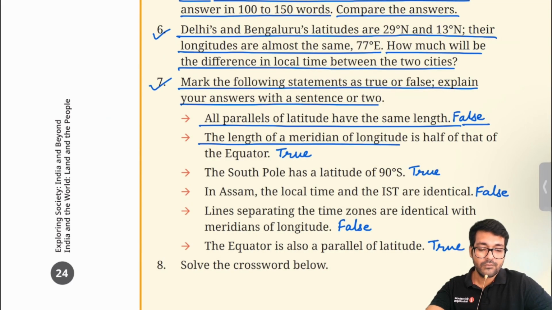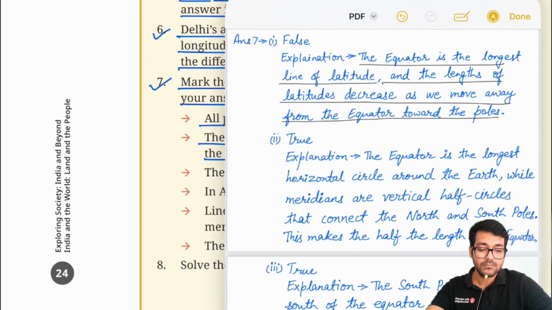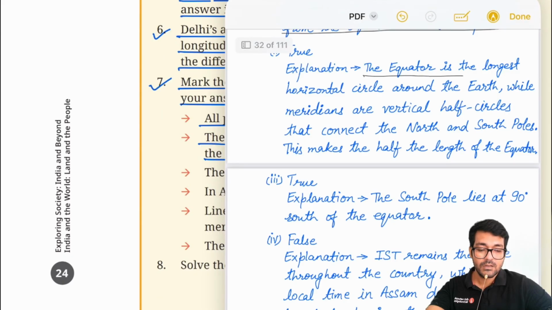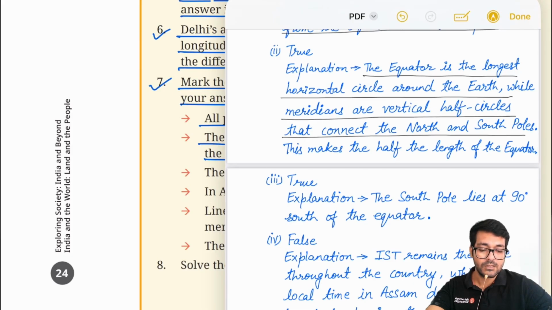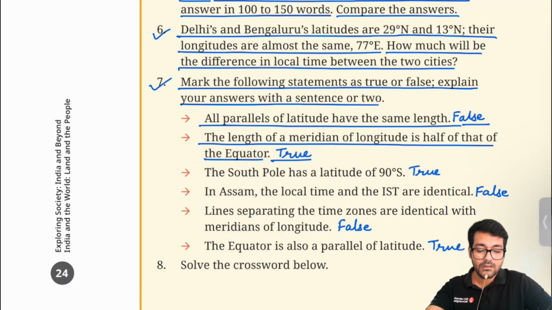The length of a meridian of longitude is half of that of the equator. This statement is true. Explanation: The equator is the longest horizontal circle around the earth, while meridians are vertical half circles that connect the north and south poles. This makes the meridian half the length of the equator. I am considering this statement as true because I am considering Earth as a complete sphere. But in reality, Earth is not a complete sphere. It has flat poles. Earth is said to be geoid in shape.